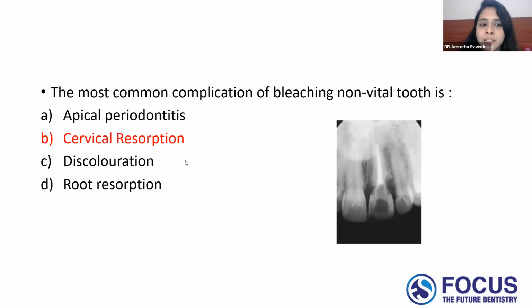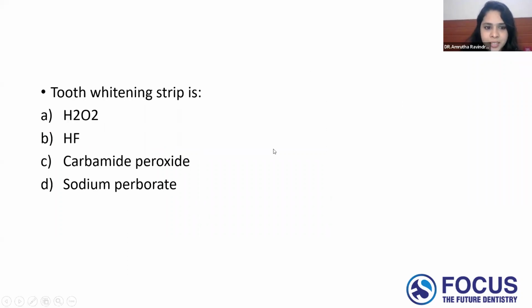The answer will be apical periodontitis. For vital teeth bleaching, the most common complication is apical periodontitis. Okay, we'll move on to the next question. I want everybody to answer, whoever, just post your answers. Don't think about whether it will be right or wrong. You make mistakes, and that's how you learn. It will be more interesting for me too. Okay, we'll move on to the next question.